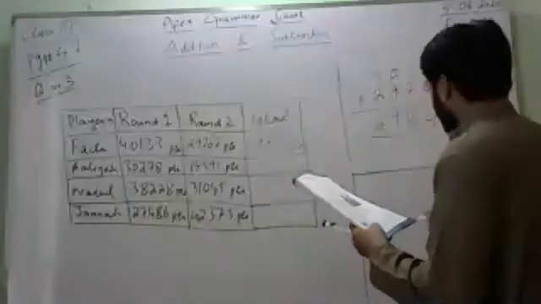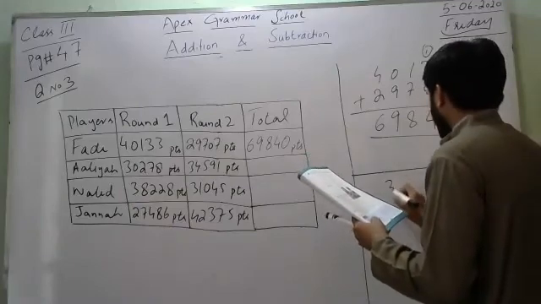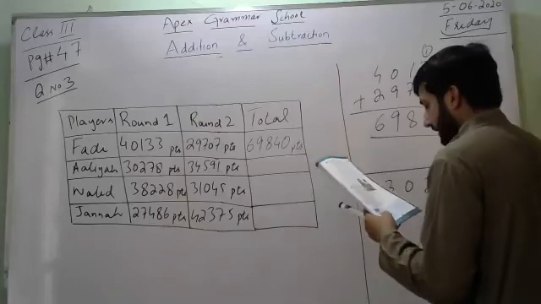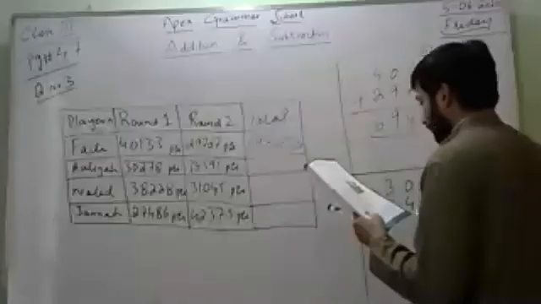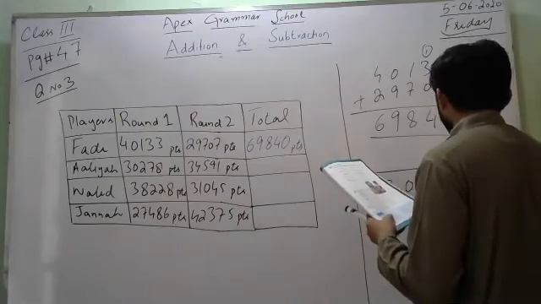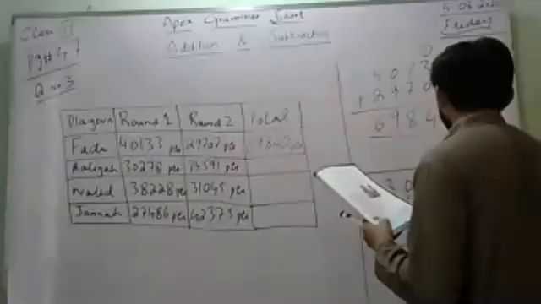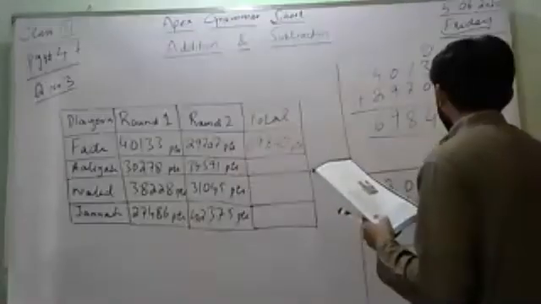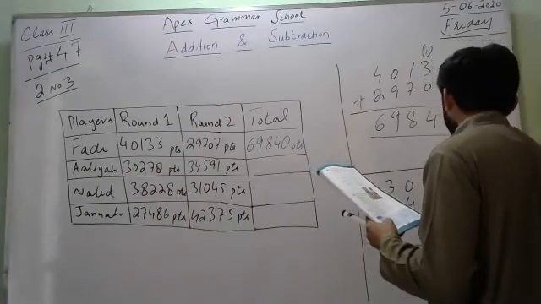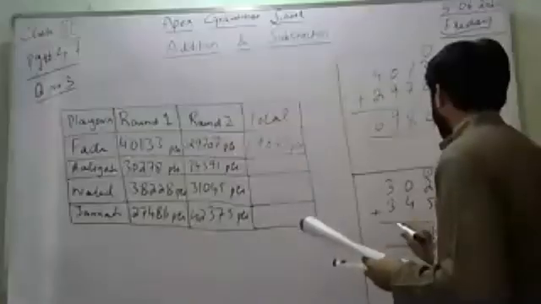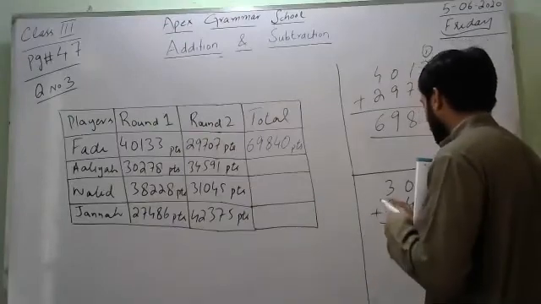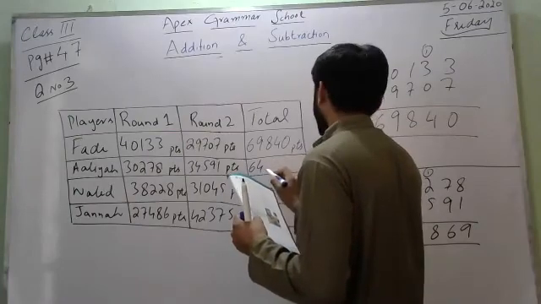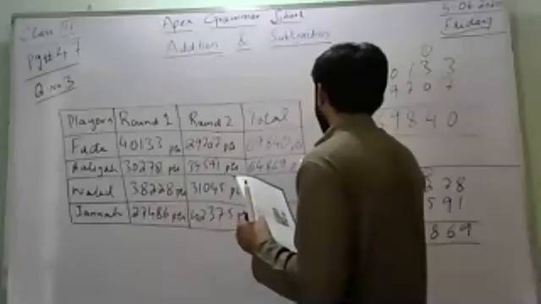In the case of Alia, she has 30278 points, and in round 2 34591. 8 plus 1, 9, 9 plus 7, 16, 1 carry, 2 plus 1, 3, 3 plus 5, 8, 0 plus 4, 4, and 3 plus 3 is 6. So the total of Alia in 2 rounds is 6, 4, 8, 6, 9 points.